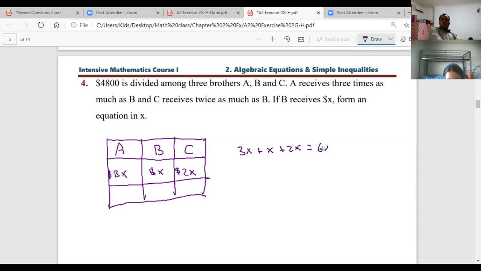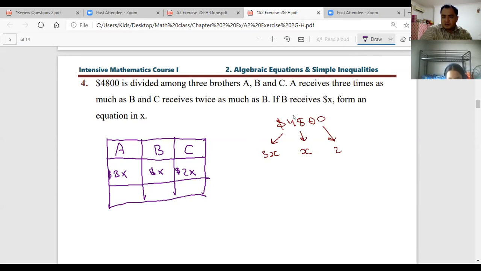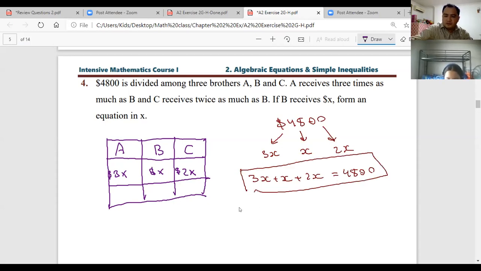Right? 6x. No, just write 4,800. No, first don't simplify. First form the equation, then you can simplify. Shahina, as you see here, these guys are sharing this 4,800, right? The first guy received 3X dollars, the second guy got X dollars, and the third one got 2X dollars. That means 3X plus X plus 2X should be equal to 4,800. This is our equation. Then you can simplify and solve it.